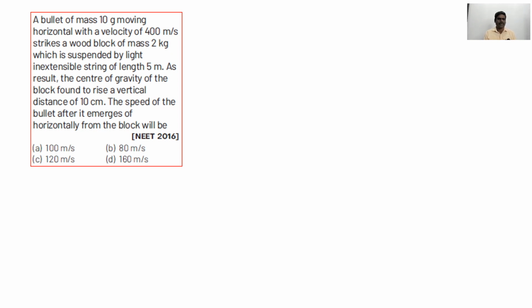Option A, 100 meter per second. B, 18 meter per second. C, 120 meter per second. D, 160 meter per second. Correct option is C, 120 meter per second.